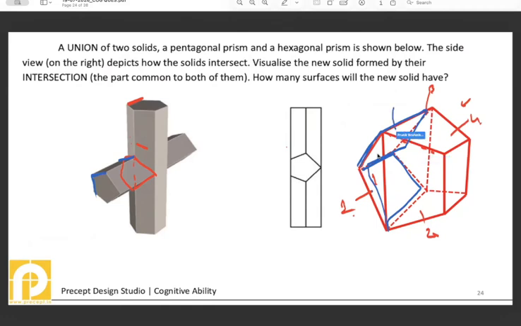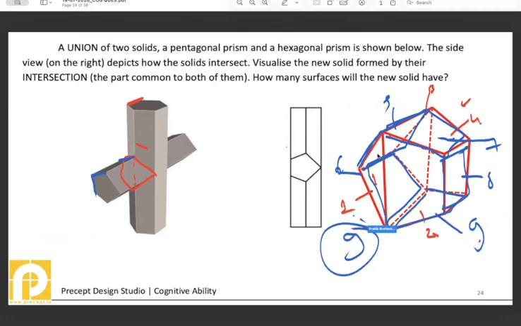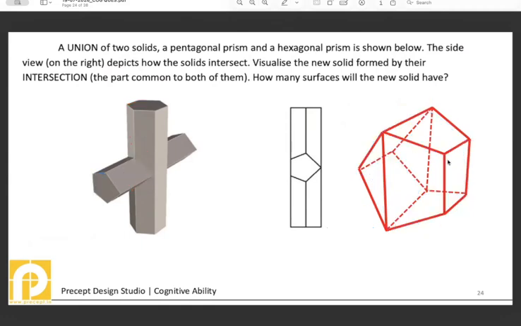So 4, this is 5, this is 6, this is 7, 8, and then the bottom trapezium, 9. That makes a total of 9 surfaces. Okay, we'll move to the next one.